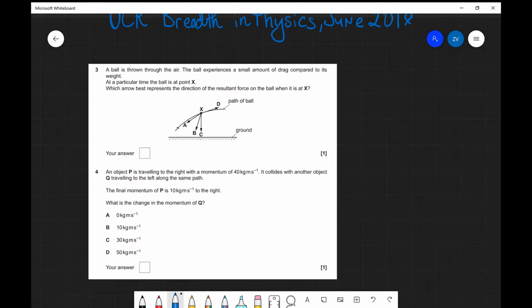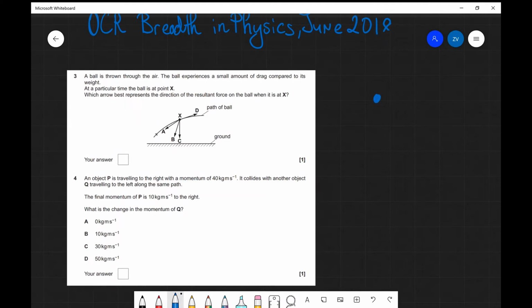Okay folks, now let's have a look at question number three. A ball is thrown through the air, the ball experiences a small amount of drag compared to its weight. At a particular time, the ball is at point X, and point X is shown here. Which arrow best represents the direction of the resultant force when the ball is at that position? Well, anytime we need to find the resultant force, what we are going to need is to draw all the forces acting on it. There's only two forces, one of them is drag, the other one is weight. Now the ball is actually moving along the tangent path, along here. This over here is the direction of motion.